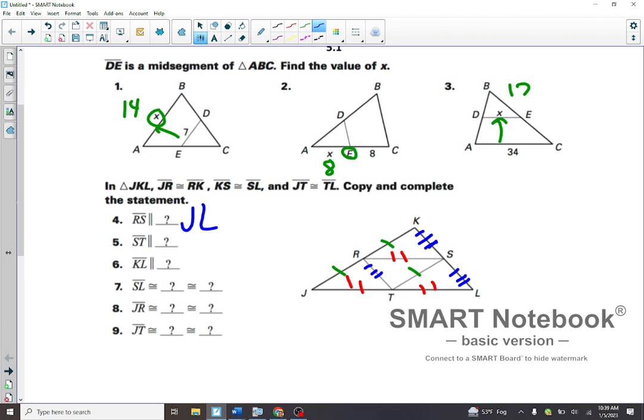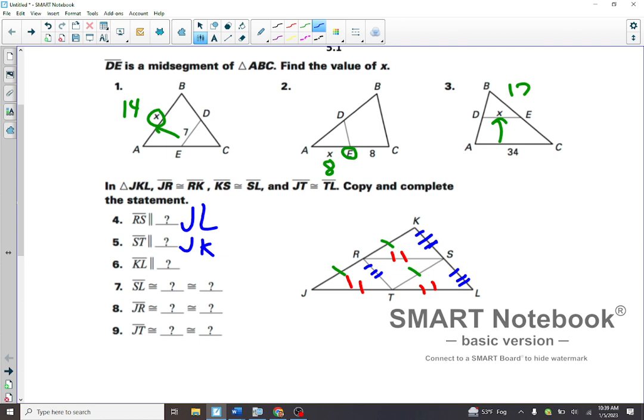Now ST is parallel to JK. Usually I use the biggest one, but again, it does not matter. RJ works and RK works. I did KR. Same thing. Parallel to it? Parallel to it, yeah. So they're facing the same direction, and it looks like it's facing the same direction, so it's not too hard.